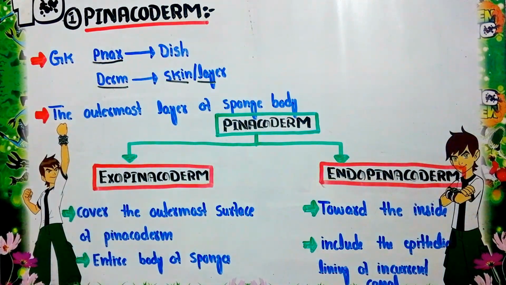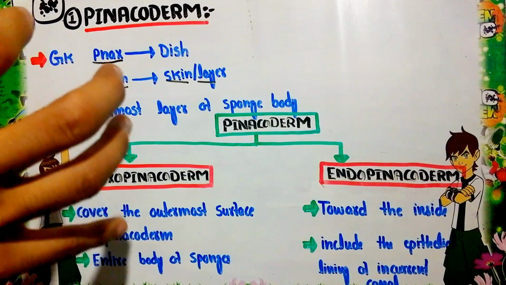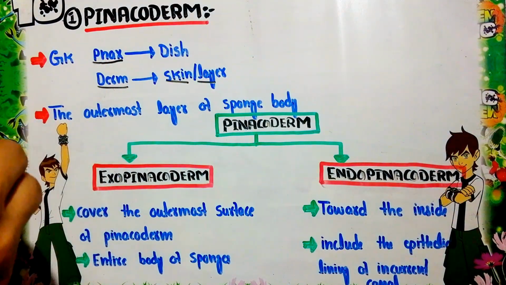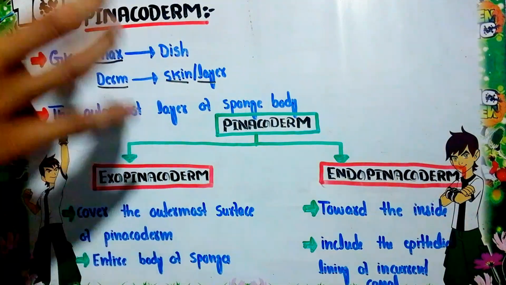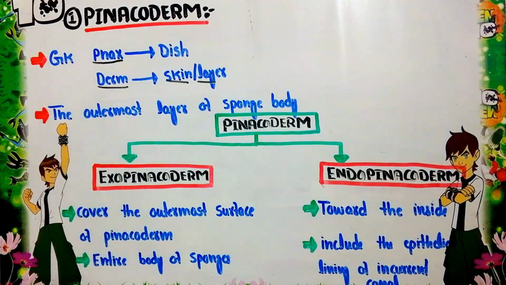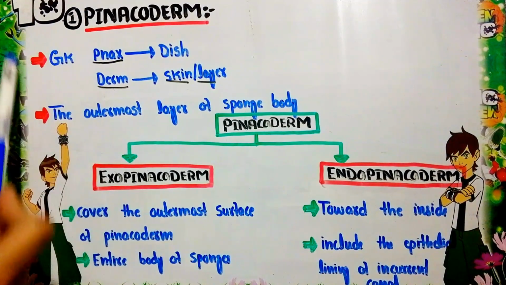Now, why is it called a dish layer? As we look at the structure of the pinacoderm, it is mainly comprised of well-defined cells called pinacocytes. These pinacocytes are continuously combined with each other and form a continuous sheet, which gives a plate-like structure to the pinacoderm. Since this layer looks like a flat structure, it is called the dish layer. So this is a short intro about the meaning of pinacoderm.